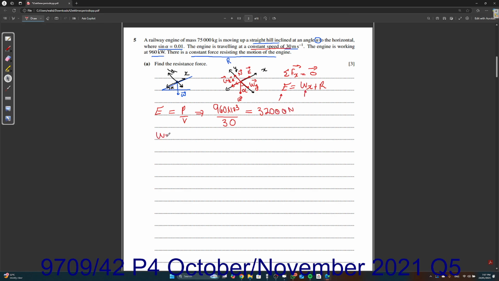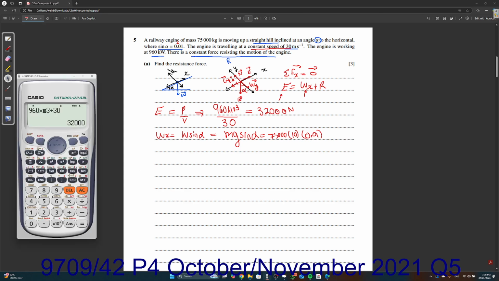Wx is equal to W sine alpha, which is equal to mg sine alpha, which is equal to the mass, 75,000, times g, which is 10, times sine alpha, which is given in the question as 0.01. If you do this on your calculator, 75,000 times 0.01 times 10, you get... oh no, I put 750,000? Yeah. Okay, you get 7,500.